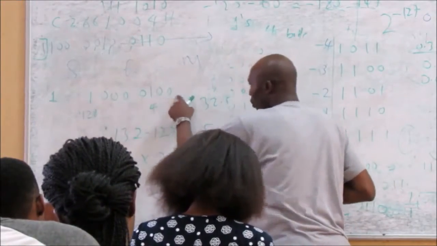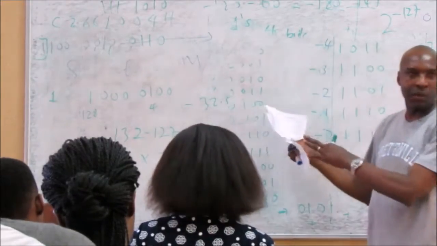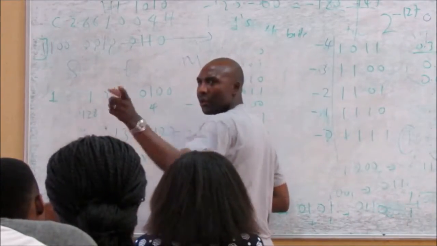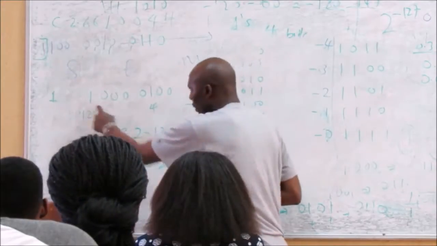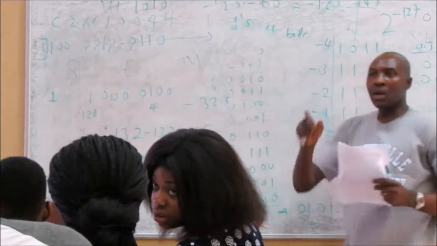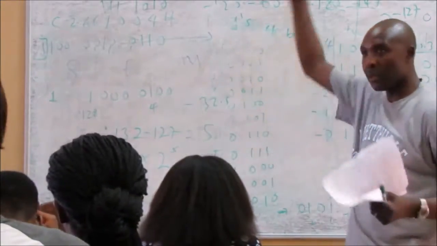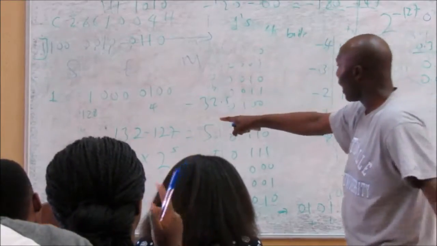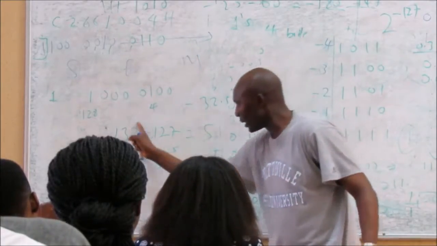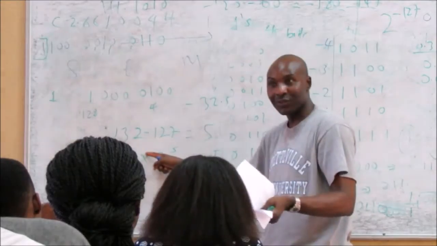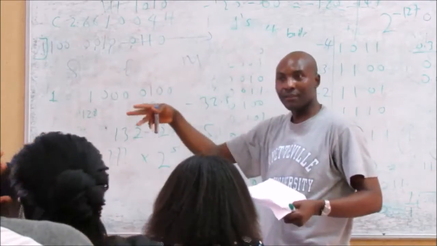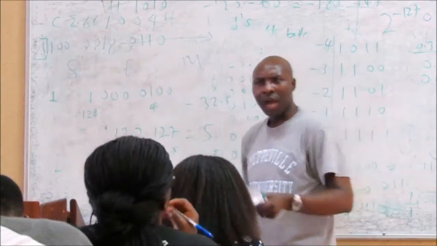And this amounts to 132 from our calculation. You should know this one is 128 and this is 4. So this is 132. But if you are to do this the other way, 132 will have been biased by 127, and that's how you are plotting 132. Are you clear? Yes.